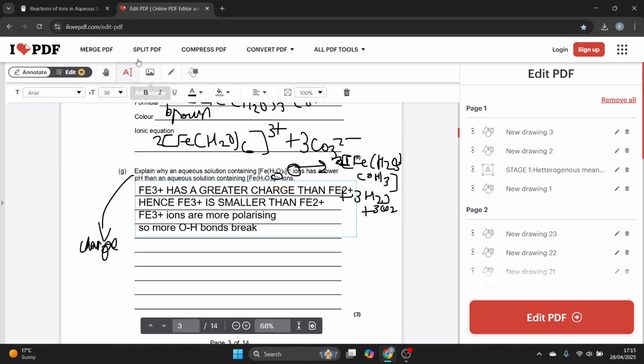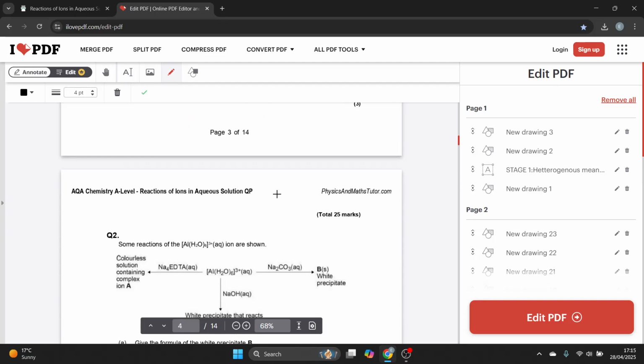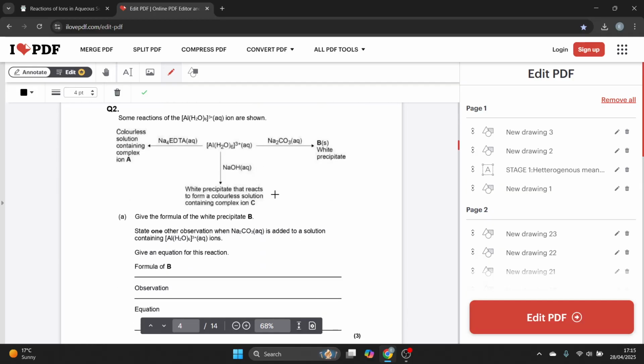And that's it. Greater charge, more polarizing, more OH bonds break. That's what you need to say. Question 2, another question like this. Give the formula of the white precipitate B.